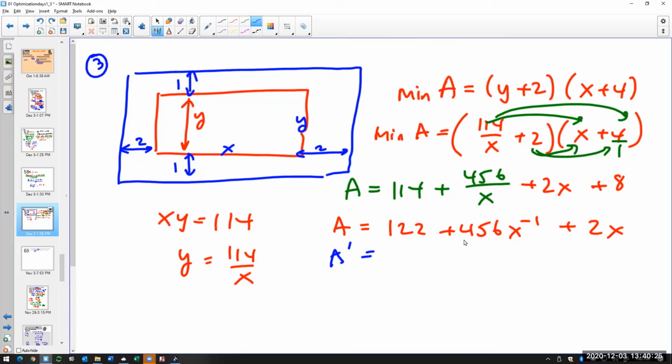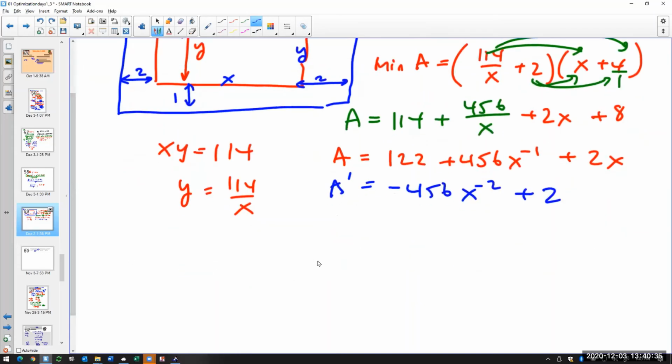Good. The derivative of 456 x to the negative 1 is negative 456 x to the negative 2, and the derivative of 2x is just 2. All right, now what do I do? You take the derivative and you set it equal to 0. So I'm going to set this equal to 0 and solve for x. When you solve for x here, what's going to happen?